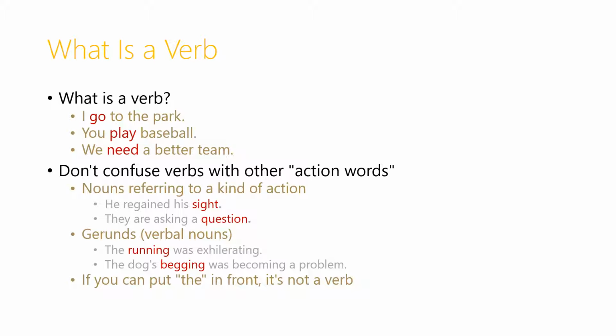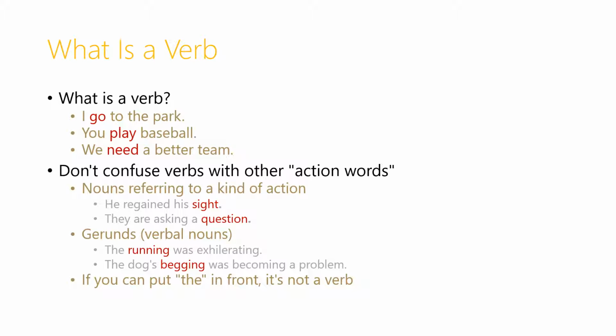But don't confuse verbs with other kinds of action words. There are also nouns that refer to a kind of action, like in the sentence, he regained his sight. Sight is a noun that refers to the action of seeing, but the verb in that sentence is regained. Likewise, in the sentence, they're asking a question, question refers as a noun to a kind of action, questioning. But the verbs in that sentence are are and asking.